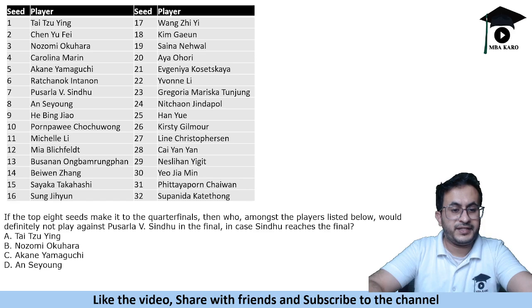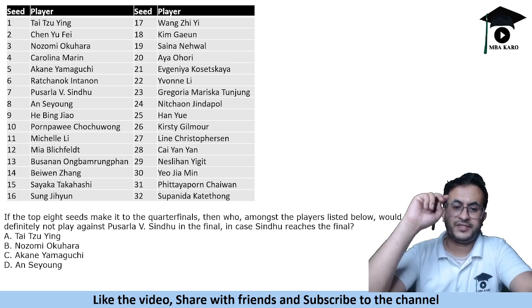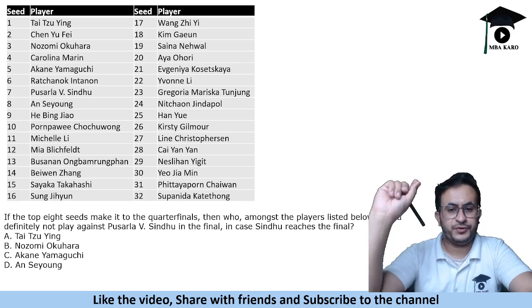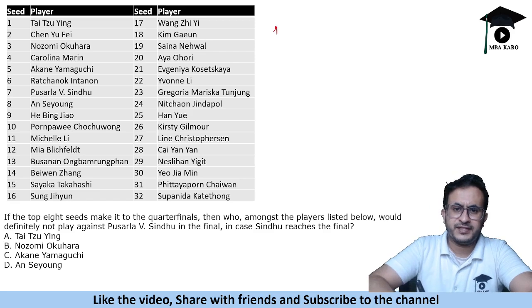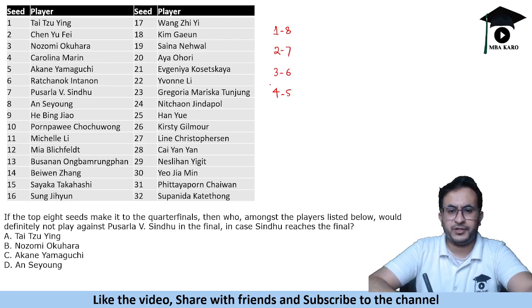If the top 8 seeds make it to the quarterfinals, then who amongst the players listed below would definitely not play against PV Sindhu in the final? So we need to tell who will not play against PV Sindhu in the final in case Sindhu reaches the final. So far, in the quarterfinals, the players are: 1 versus 8, 2 versus 7, 3 versus 6, and 4 versus 5.